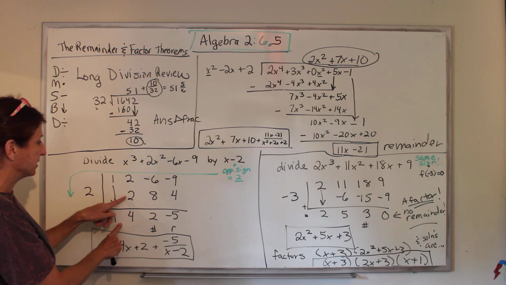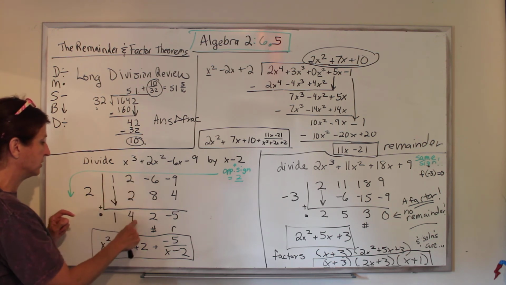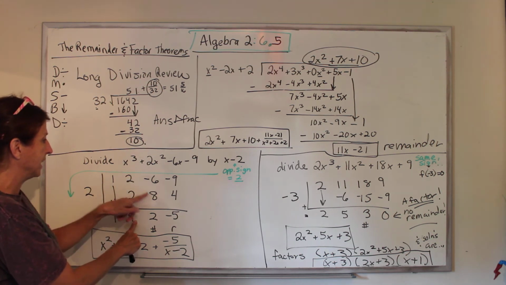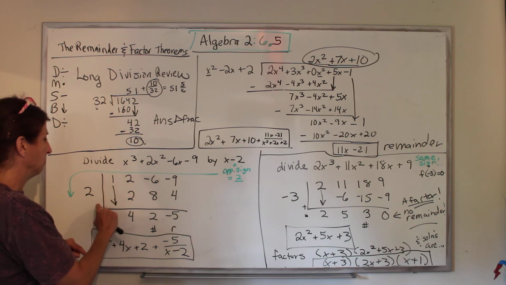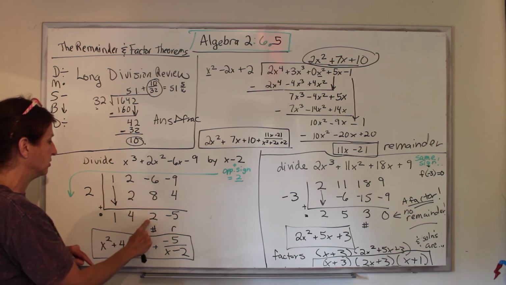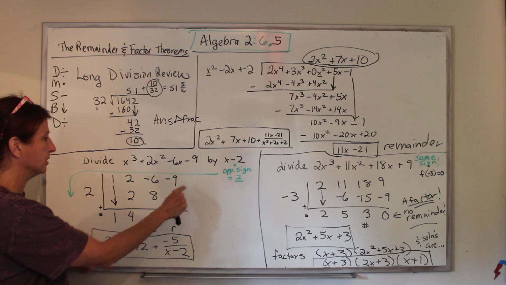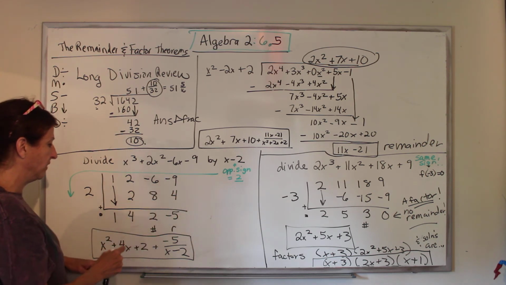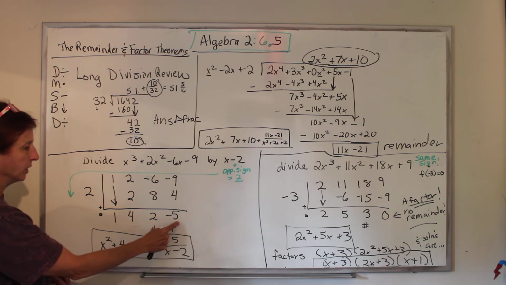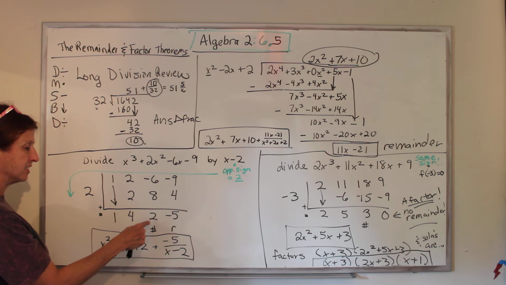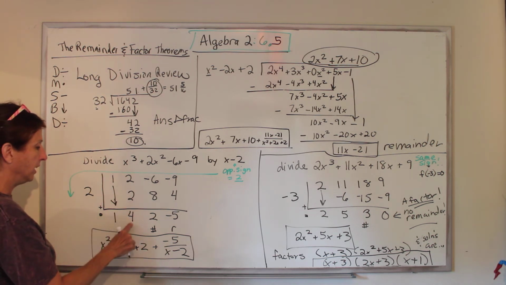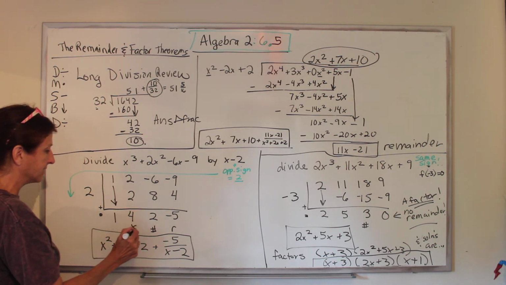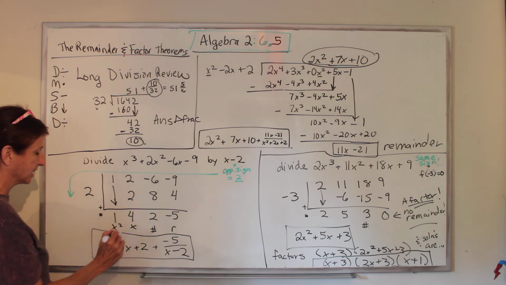2 times 1 is 2, 2 plus 2 is 4. 2 times 4 is 8, negative 6 plus 8 is 2. 2 times 2 is 4, negative 9 plus 4 is negative 5. So this one, the very last one, is the remainder. The one next to the last is the bare number. The one before that is an x, and the one before that is the x squared.